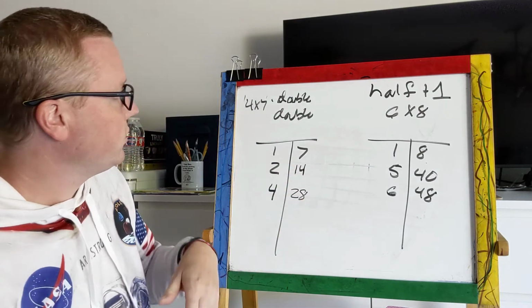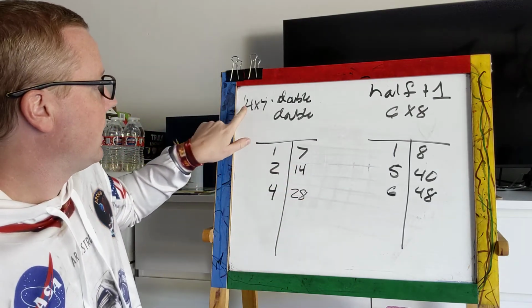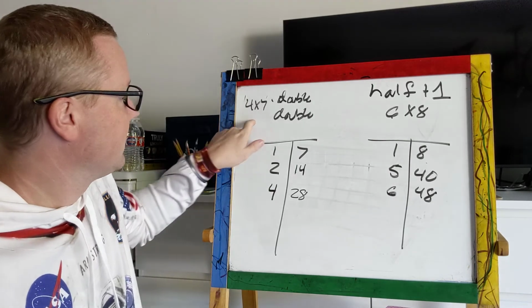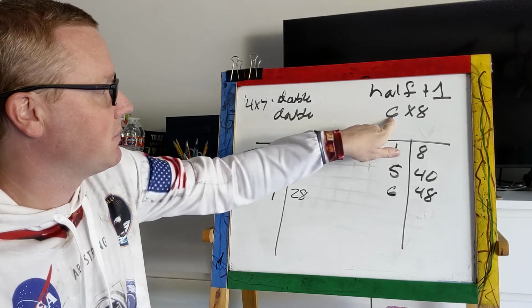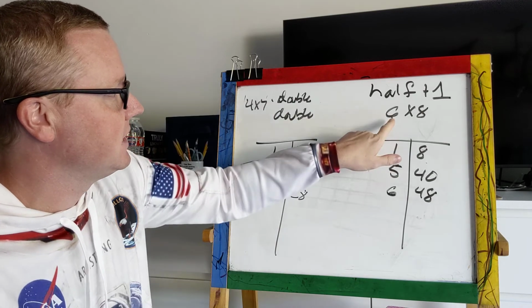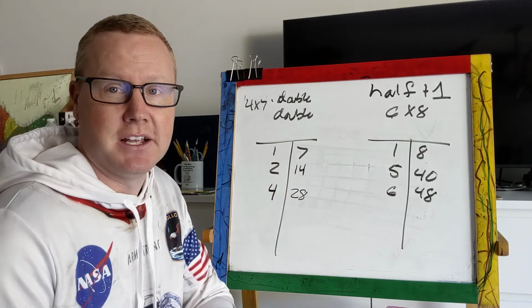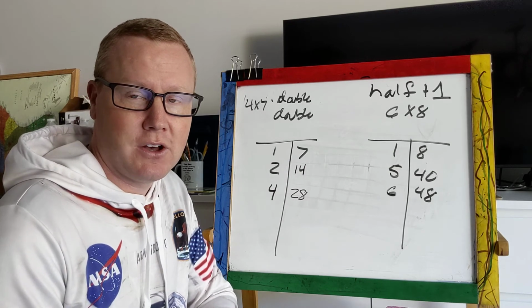So these are 2 quick methods. If you don't have your multiplying by 4 done, you double the double. If you don't have your multiplying by 6s memorized, you do half plus 1, or multiply times 5, and then you add one more. Hopefully this helps.